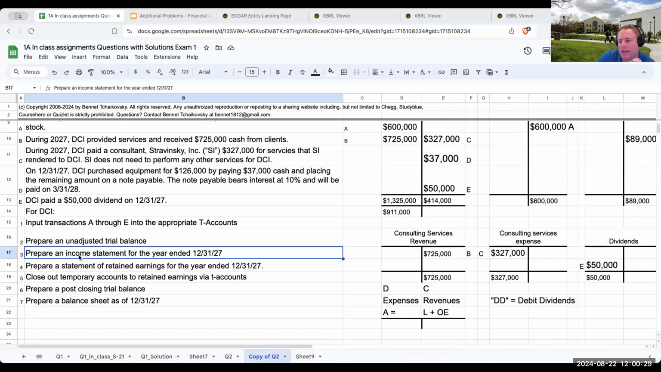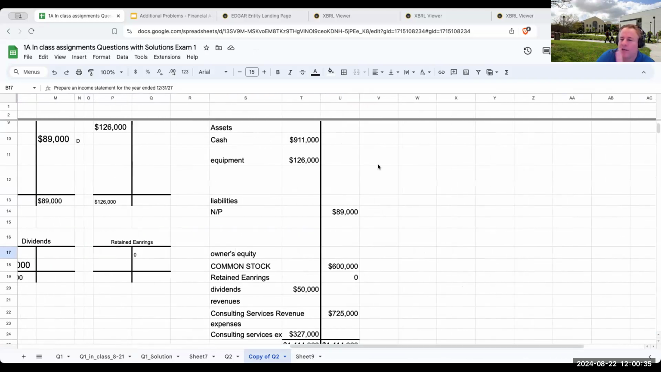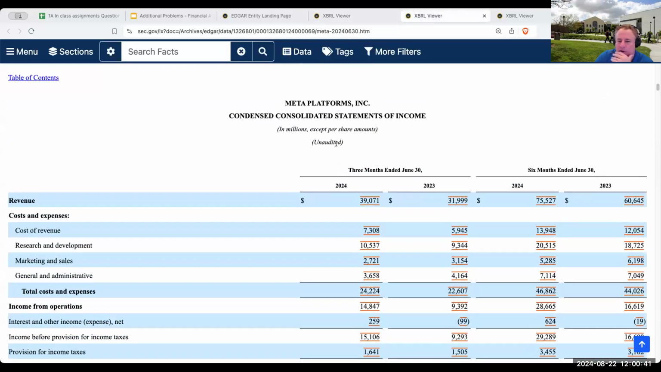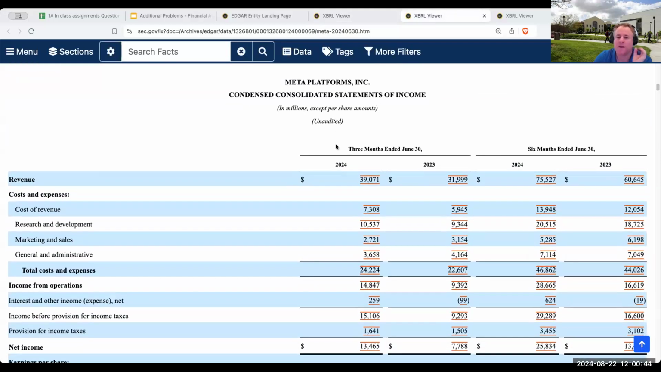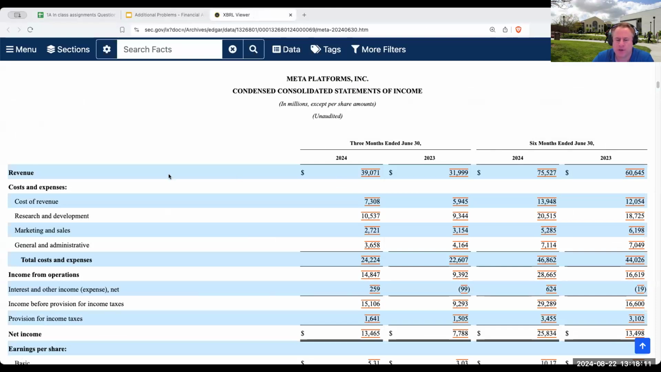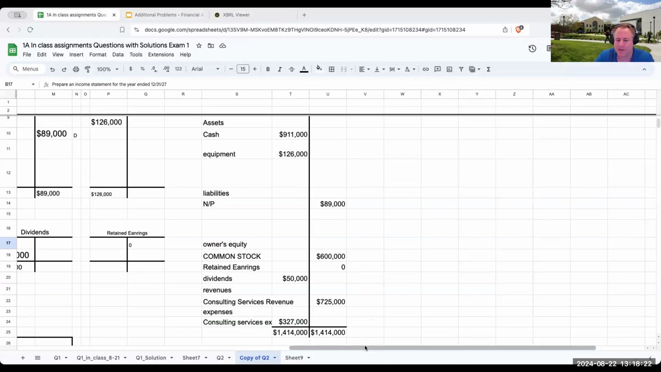Now we're going to prepare an income statement for the year ended 12/31/27. To prepare an income statement, let's look at Meta Platforms, formerly known as Facebook, revenues, income statement, the 3 months ended. So I'm going to take a brief pause. Okay, so going back to our income statement, we're going to show our revenues, what we generated during the period, less our expenses. And so we're going to set up our income statement.